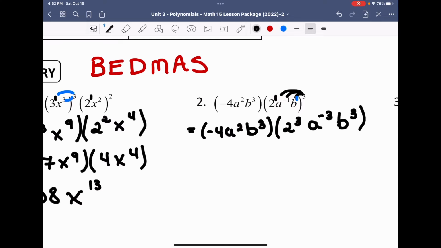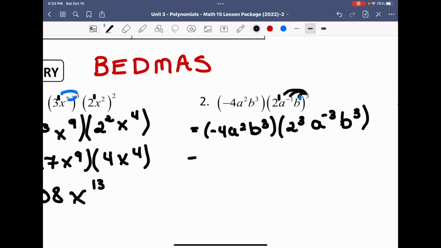Now, I could flip this negative exponent here. I could say, yeah, we know negatives will flip to the denominator, so I could make this 2 to the third power b^3 over a^3. However, I'm not going to do that. Not that you would be wrong by doing that, I'm just going to use product rule here. We have negative 4 times 2 cubed. 2 cubed is actually equal to 8. Therefore, I can say 8 times 4 will give me negative 32.